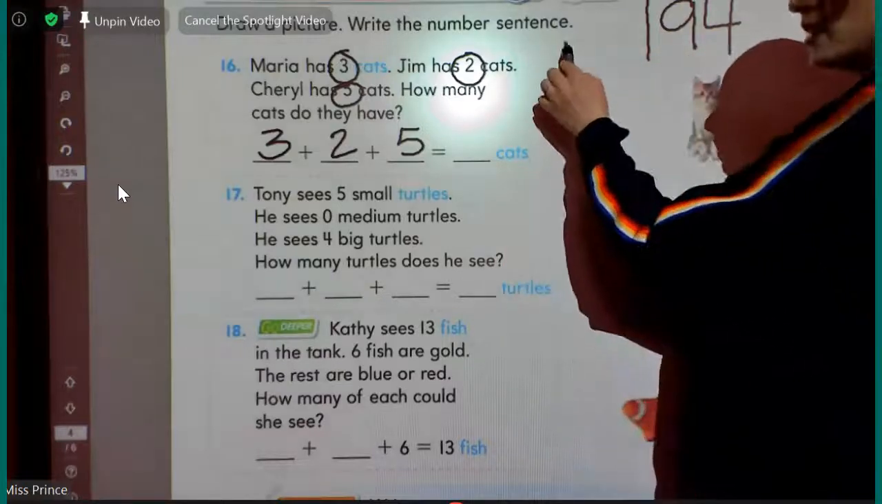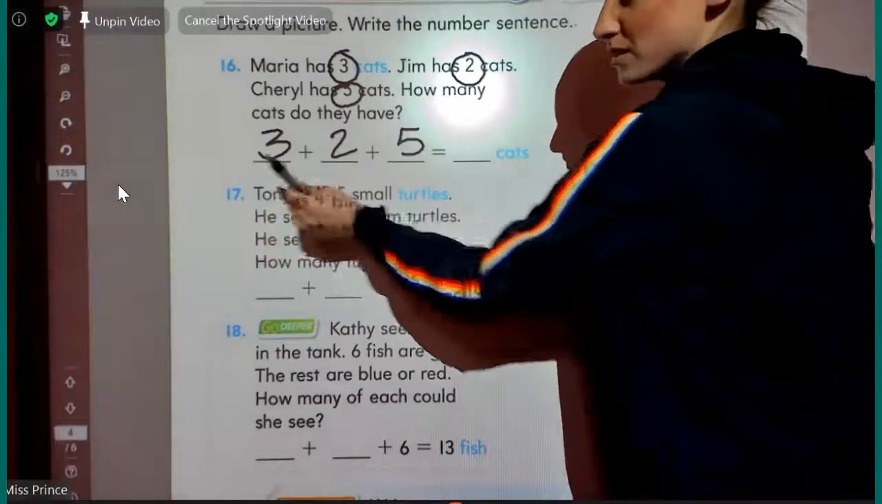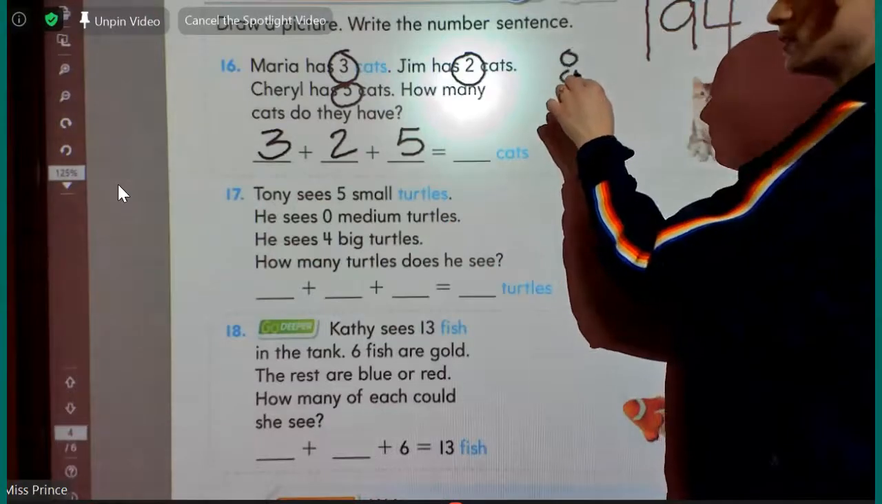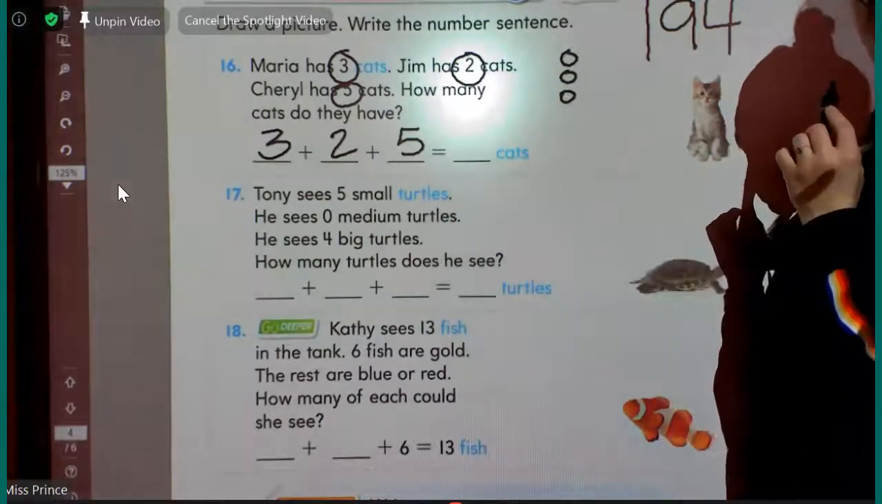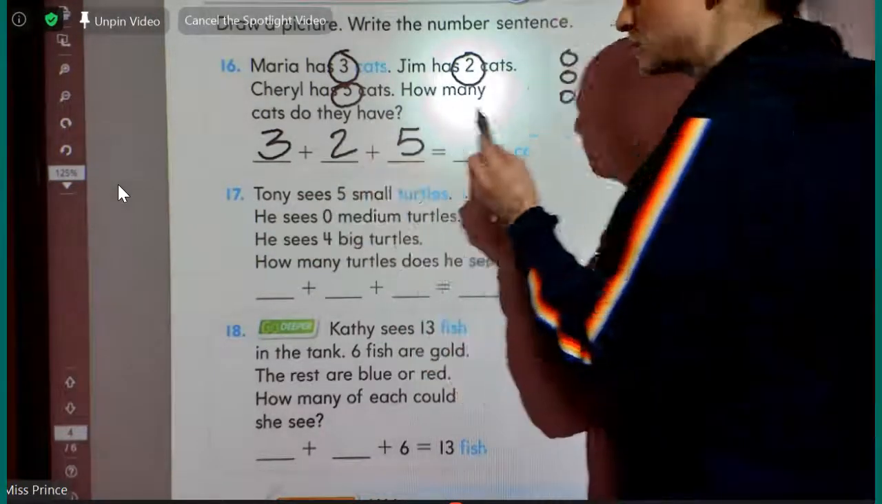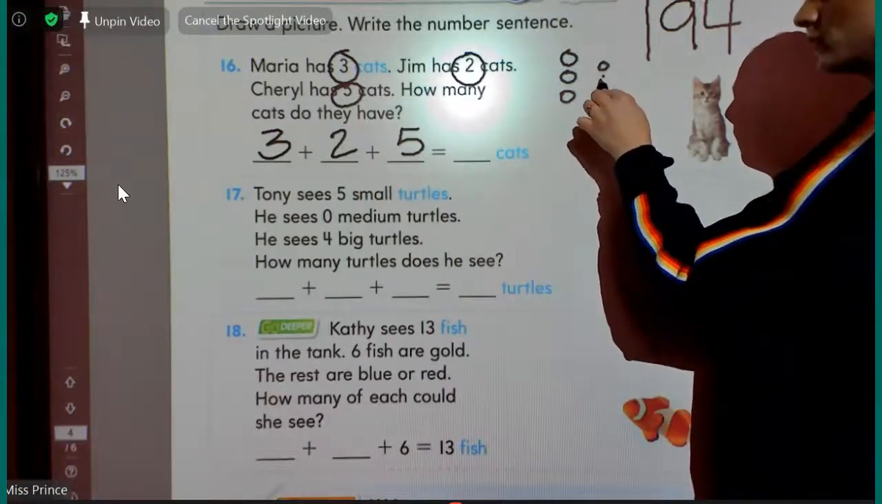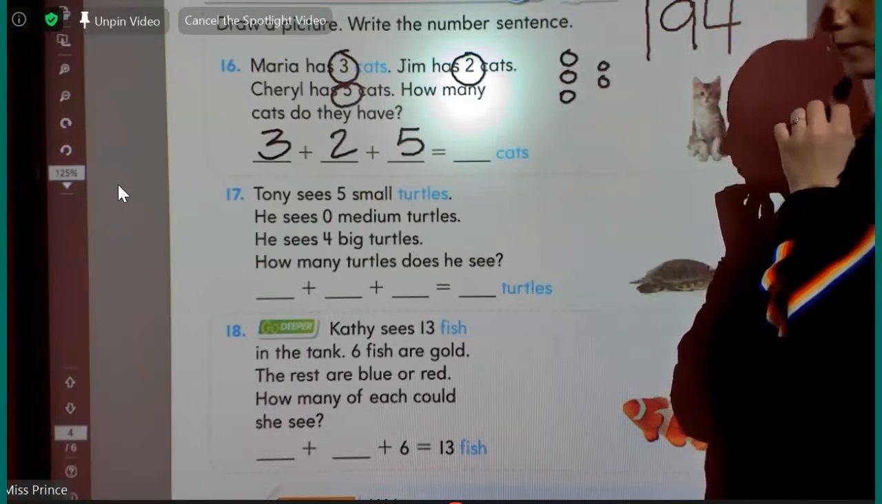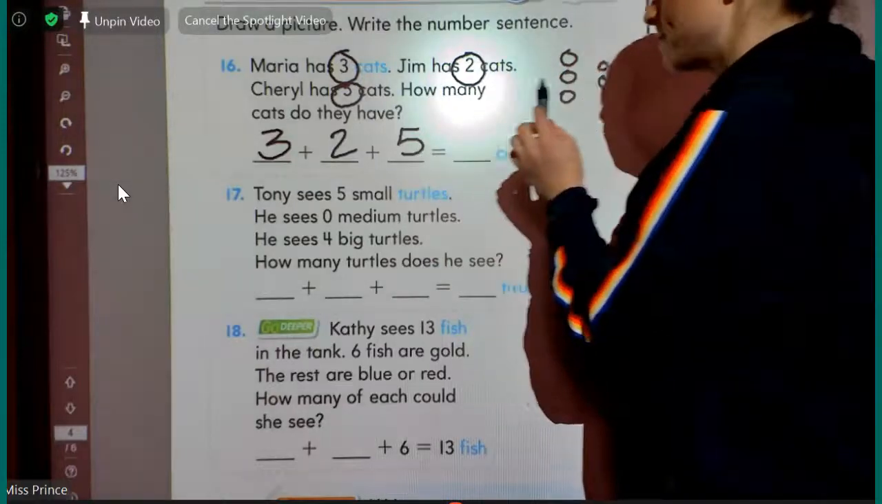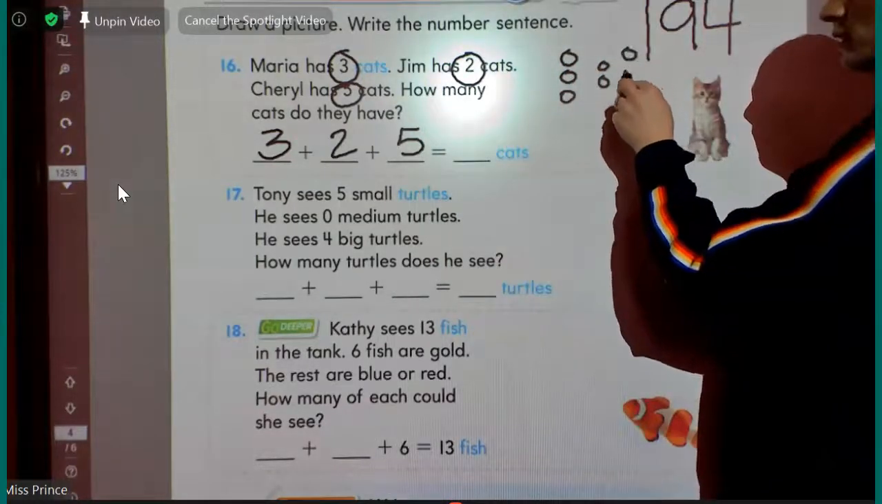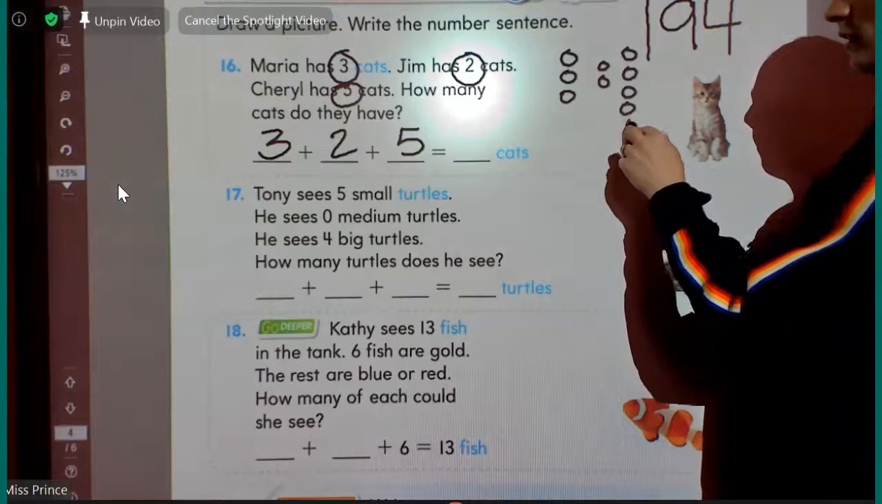I want to see a row of 3 circles. 1, 2, 3. A row of 2 circles. 1, 2. And a row of 5 circles. 1, 2, 3, 4, 5.